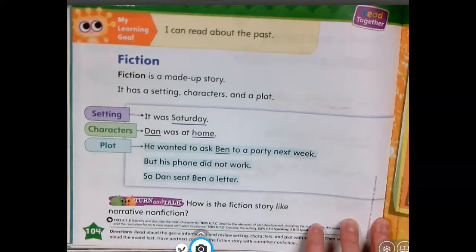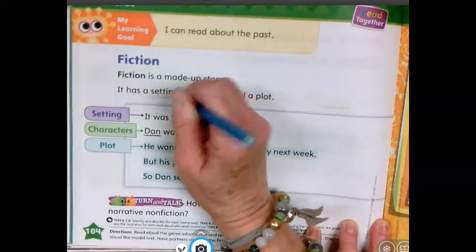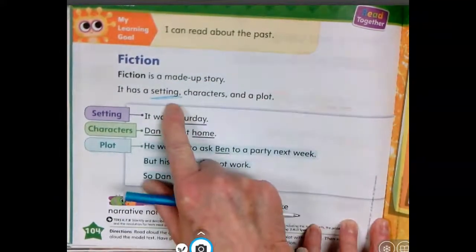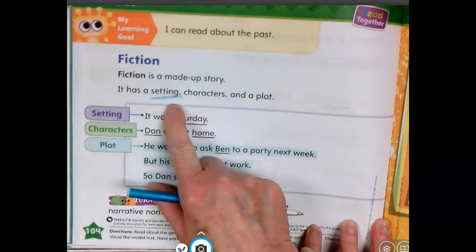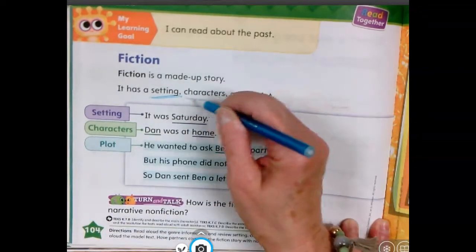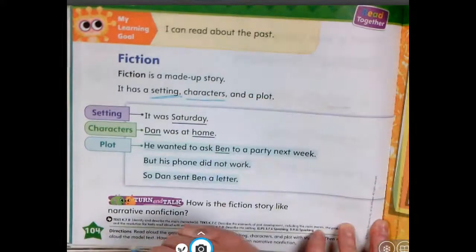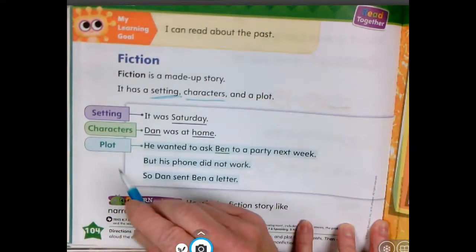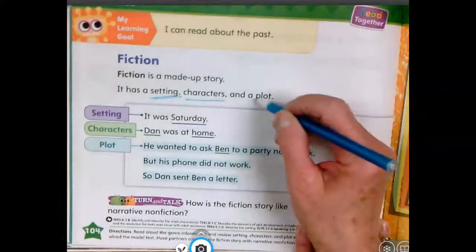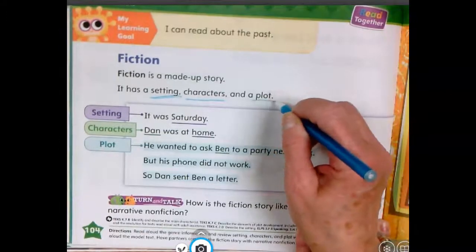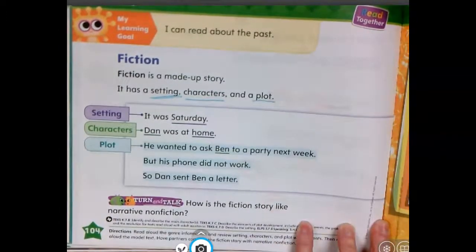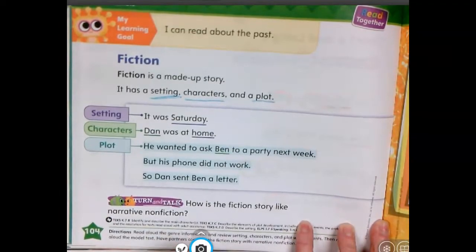Fiction has a setting. That's the where and when the story takes place. It has characters, which are the people, animals in the story, and a plot, which are the events of the story, which is usually a problem and then a solution.